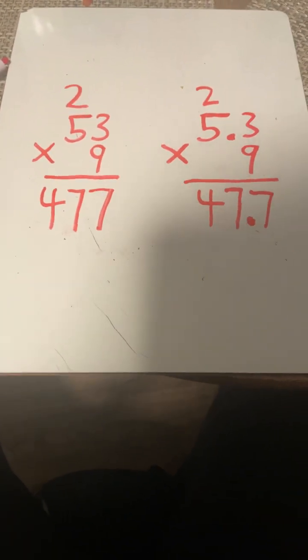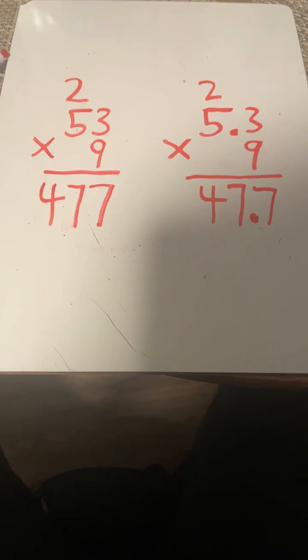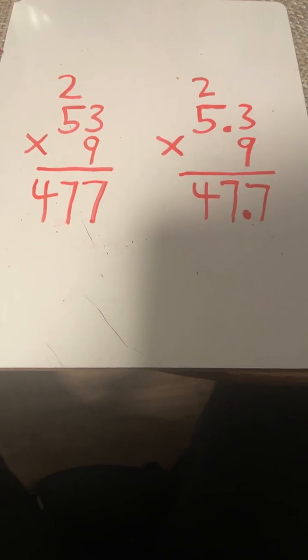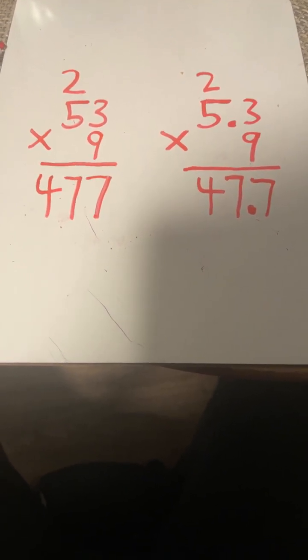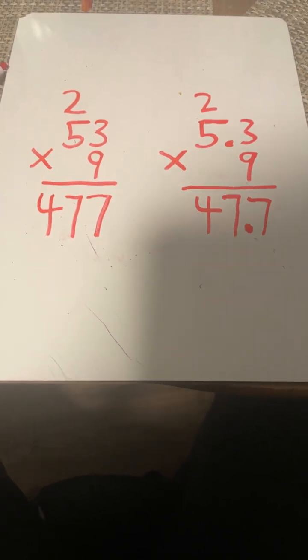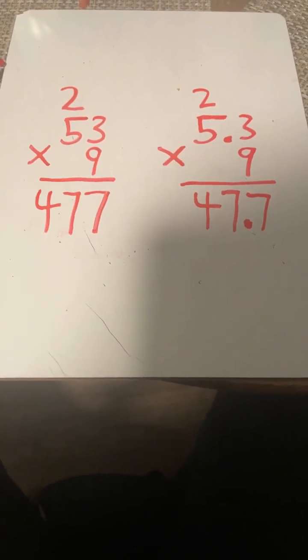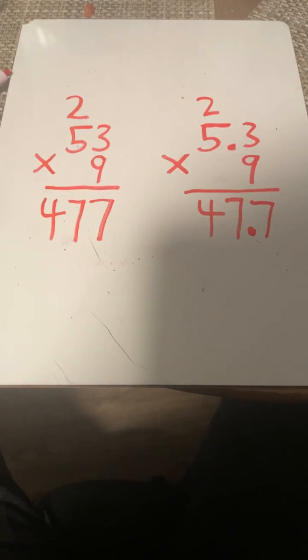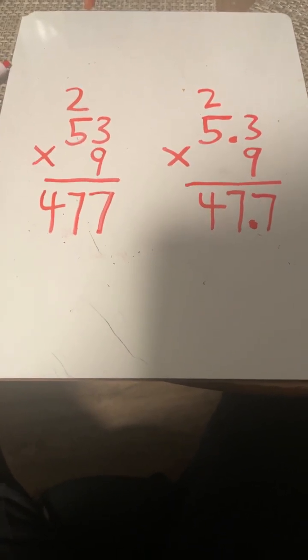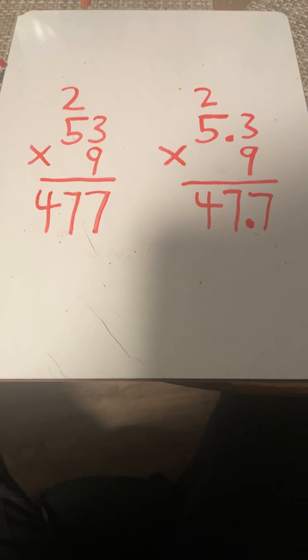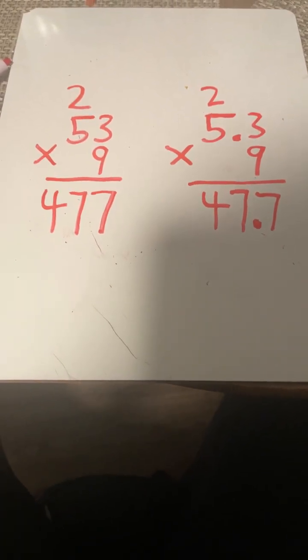So there you have it. 53 times 9 equals 477. 5.3 times 9 equals 47.7. Same steps, same problem, except when we multiply with decimals, we have one extra step that we have to add at the end.